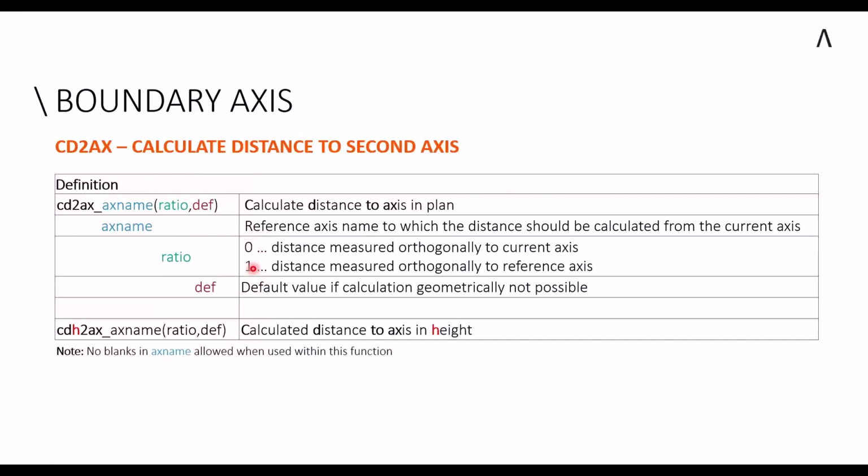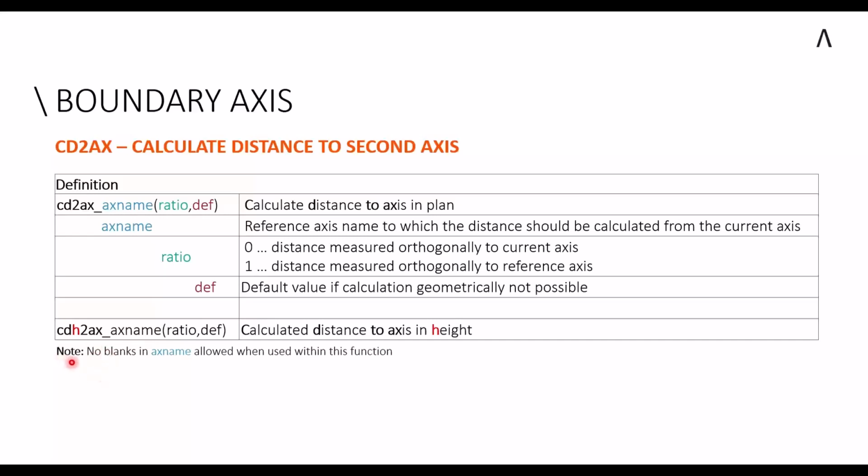That's what I mentioned before. And there is one default value, like let's say the boundary axis is a bit shorter than the main axis, and the orthogonal cut doesn't give a geometric result, so it doesn't intersect, then you can say which should be the default value that the program should use instead. And the very same function can also be used in the vertical plane. So the function is then cdh for the height, and it works exactly in the same way. So you can measure the distance in height between two axes.